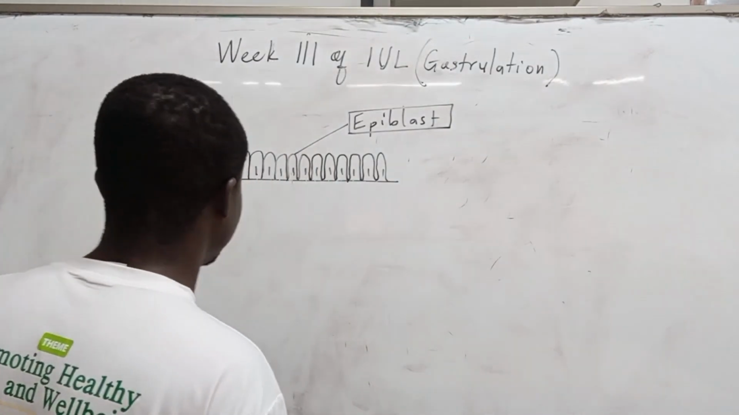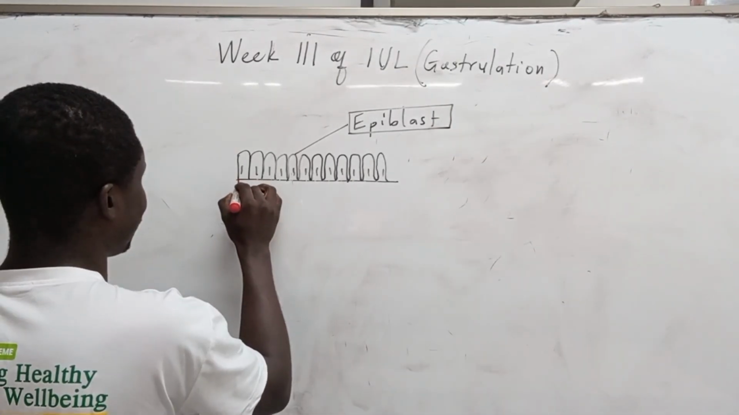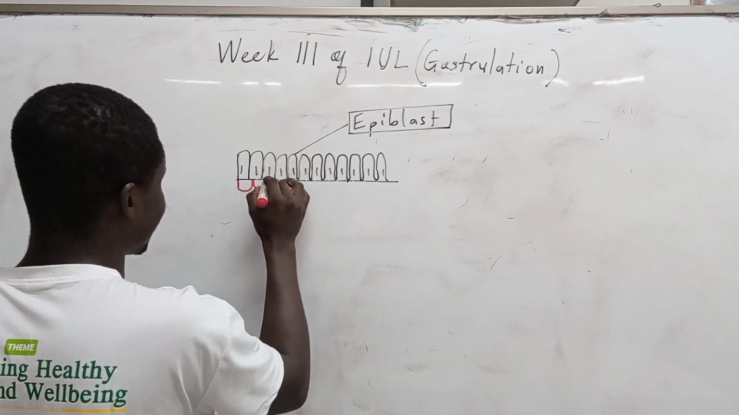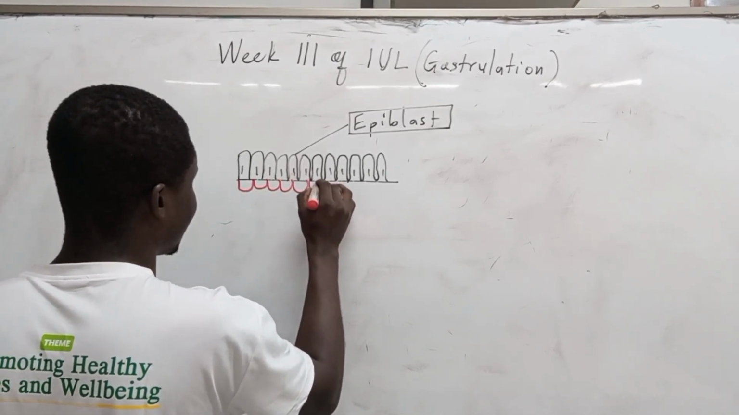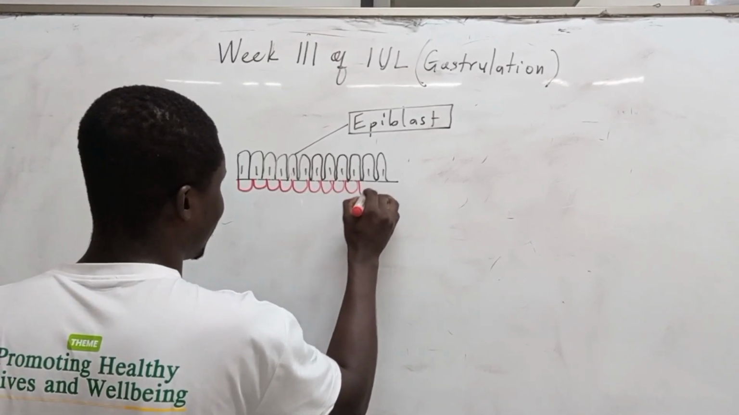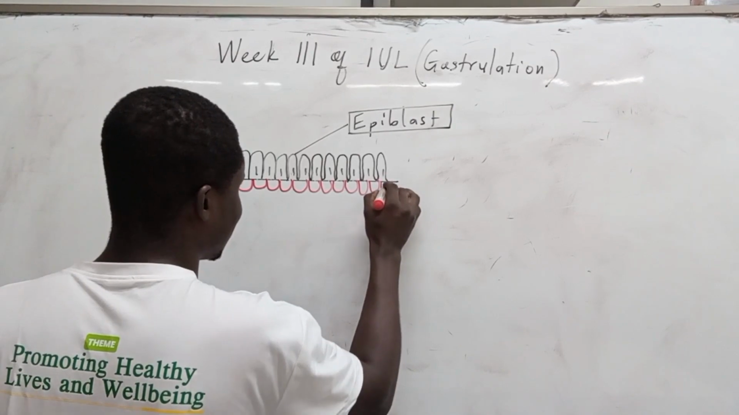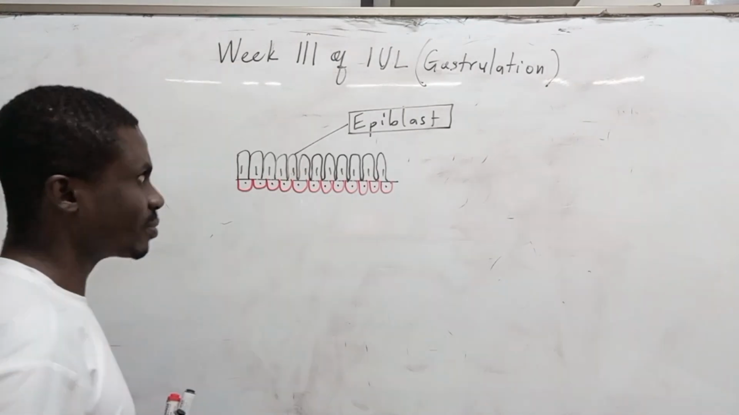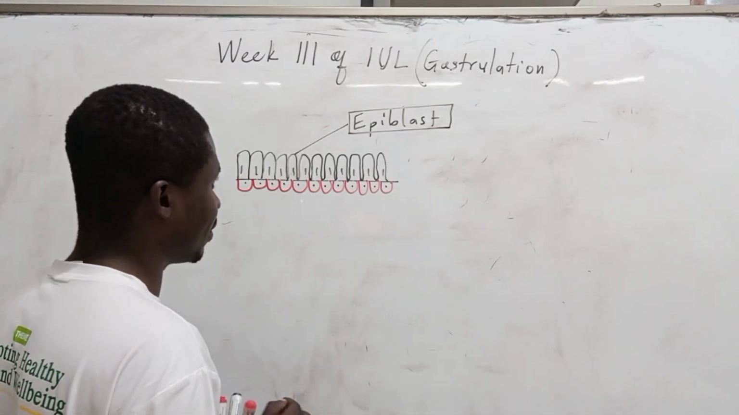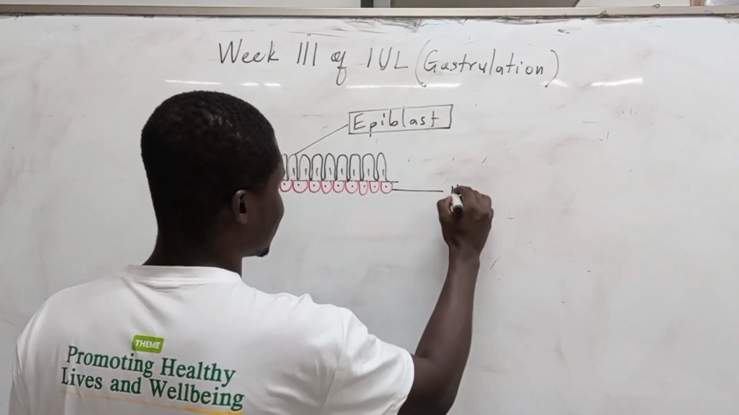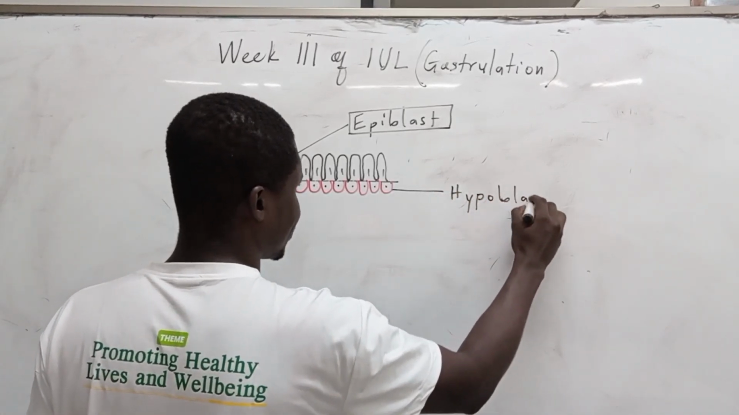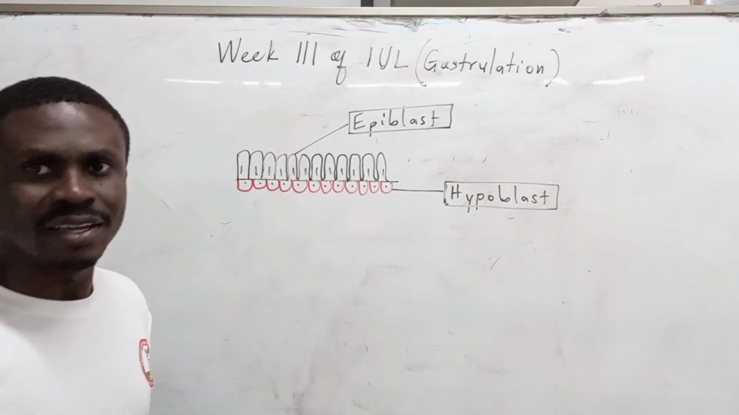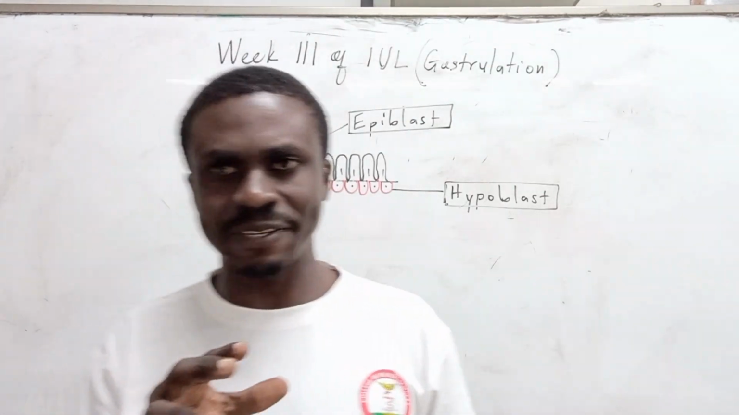Now let me just demonstrate these. This is the hypoblast. And one thing that we know is that unlike the epiblast, the hypoblast is rather cuboidal cells. This is the hypoblast.